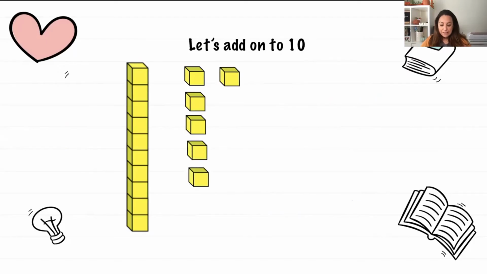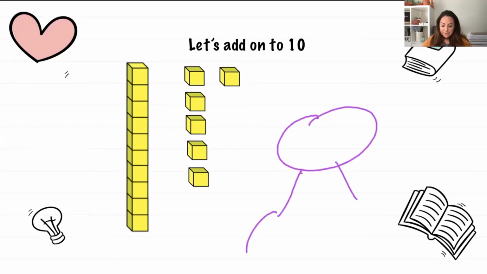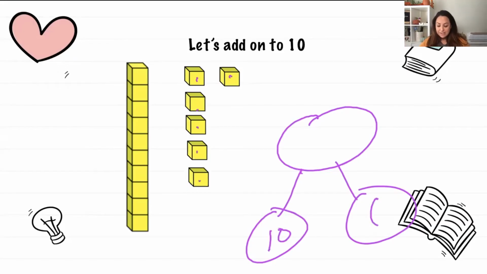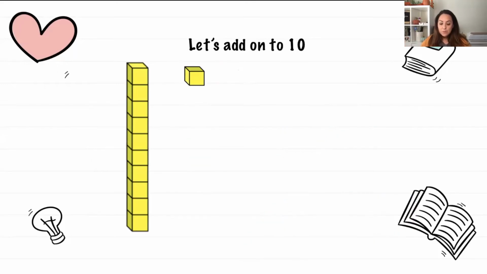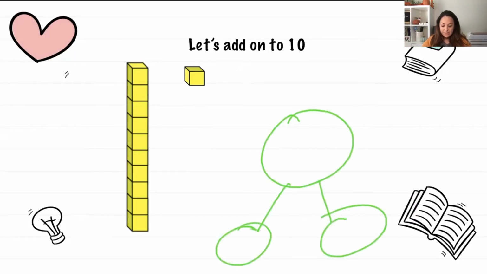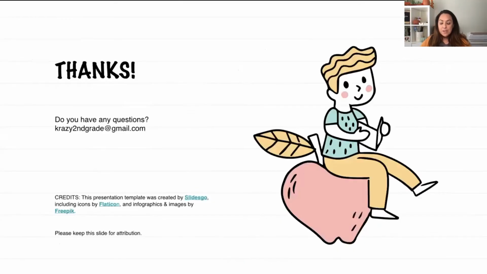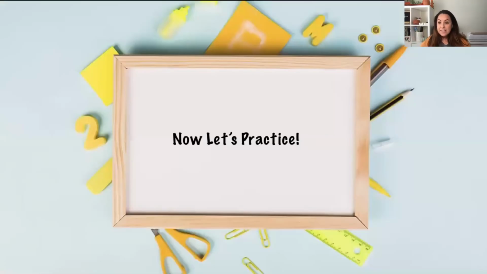Okay, let's look at the next one. Let's add on to 10. I know I have 10. I'm going to make another number bond right here. And I don't have to count every single one of those squares because I just know that's 10. So let's see how many ones we have. 1, 2, 3, 4, 5, 6. 10 and 6 is 16. Okay, and then let's do one more. I have a 10, so I know that's my part. And then I have one more. So 10 and 1 is 11.